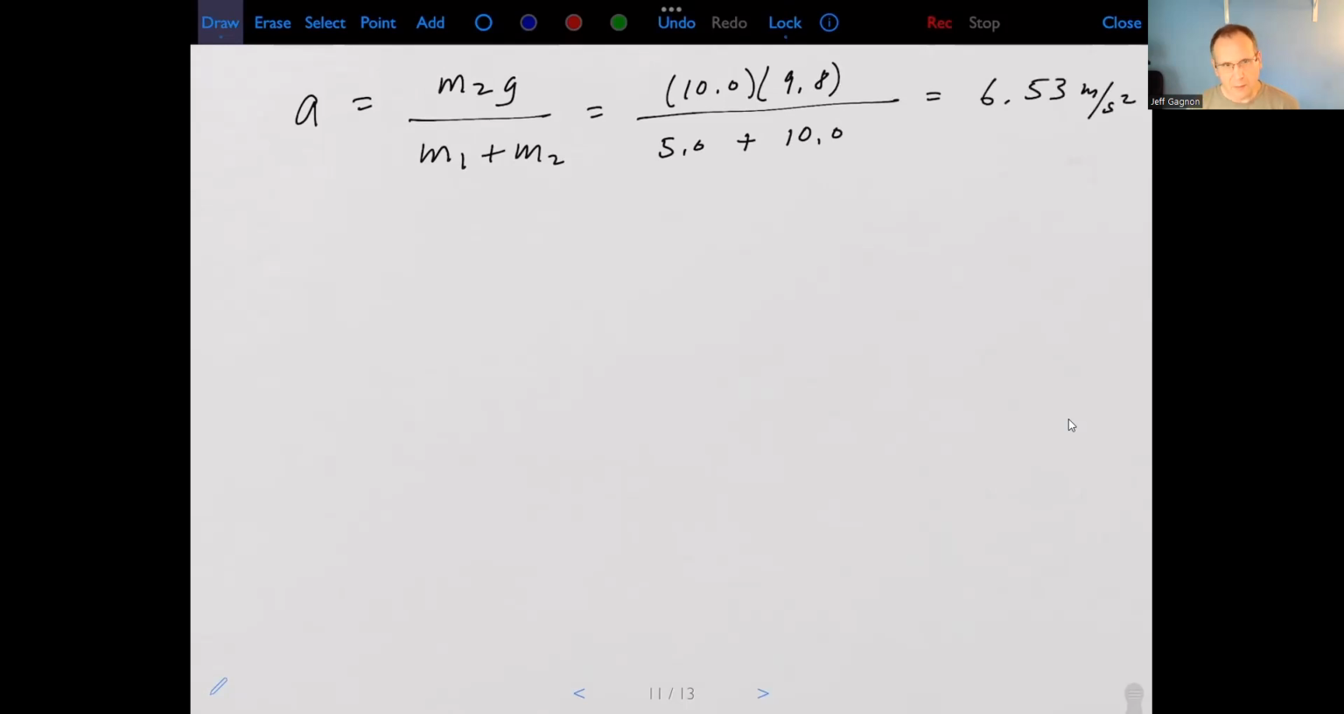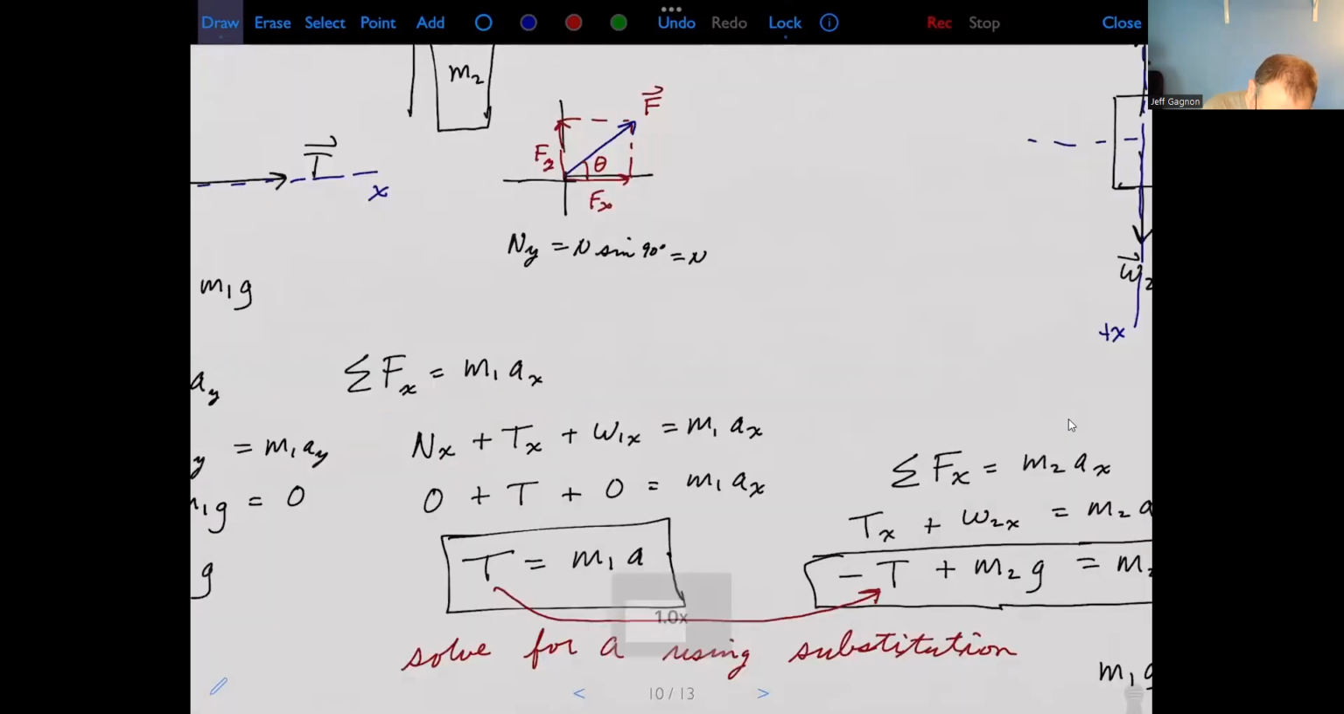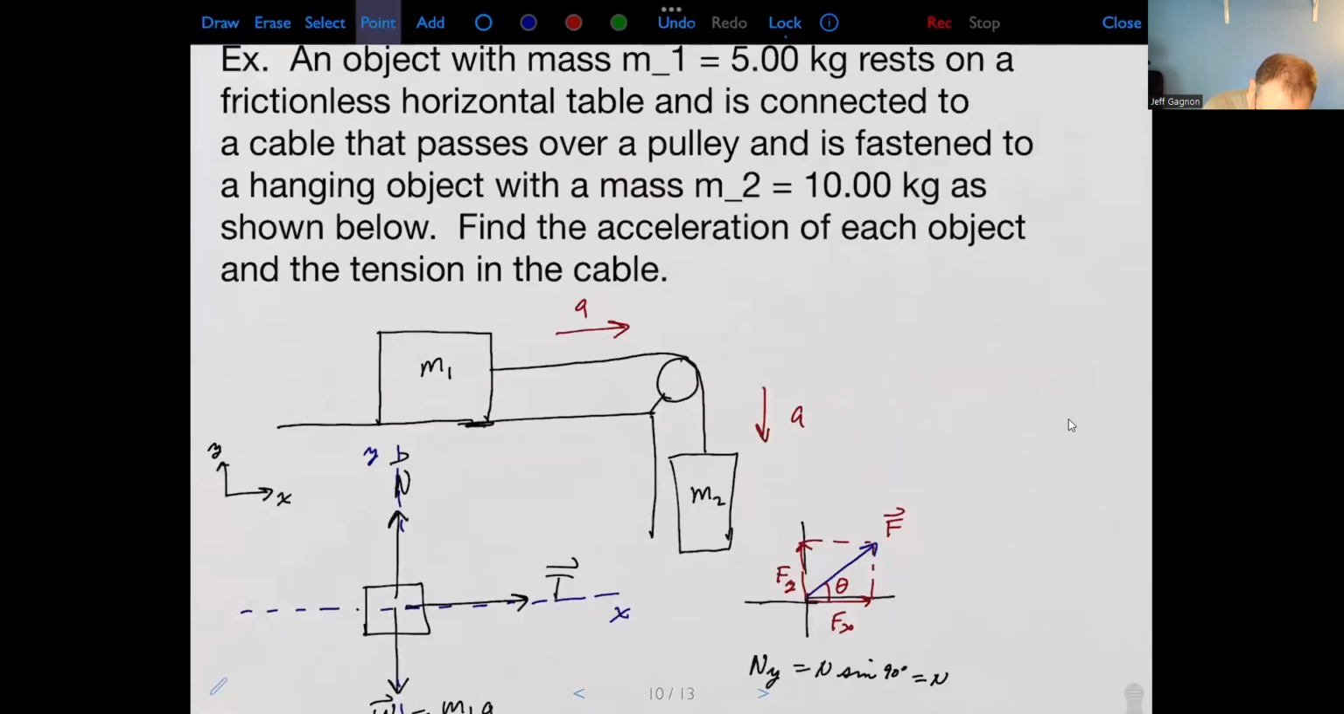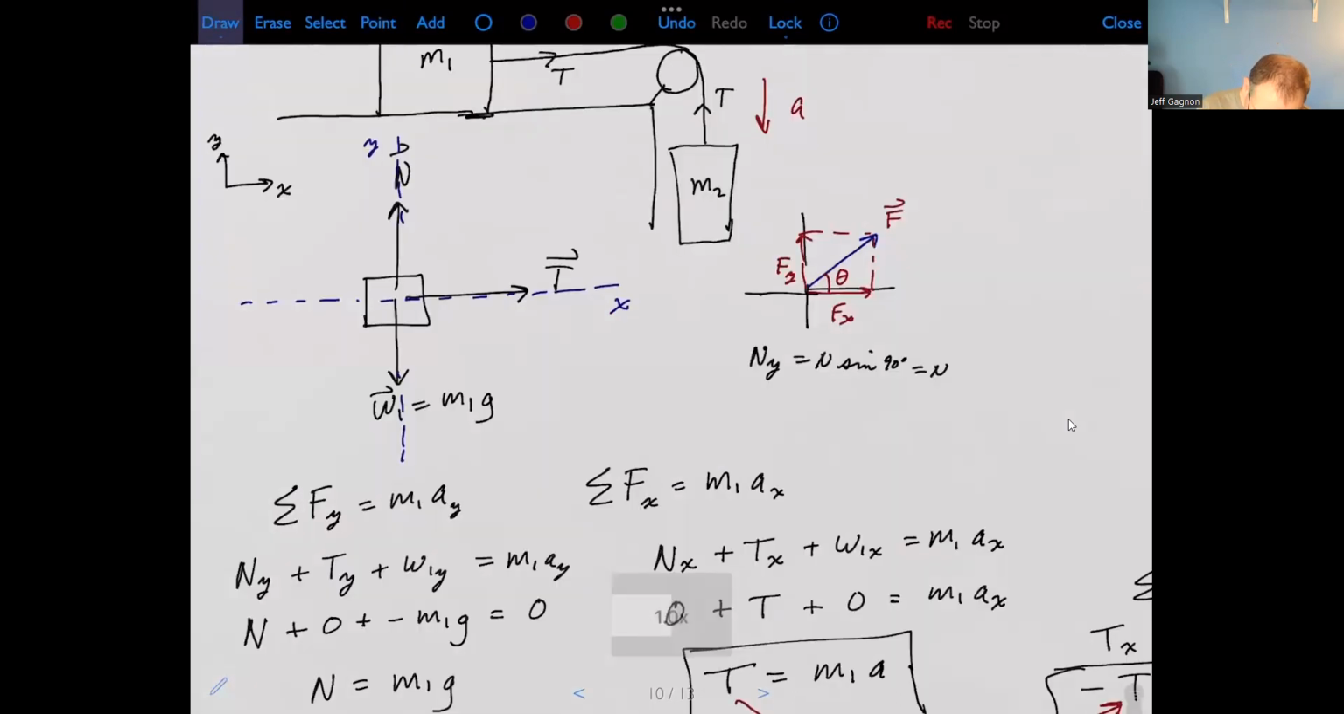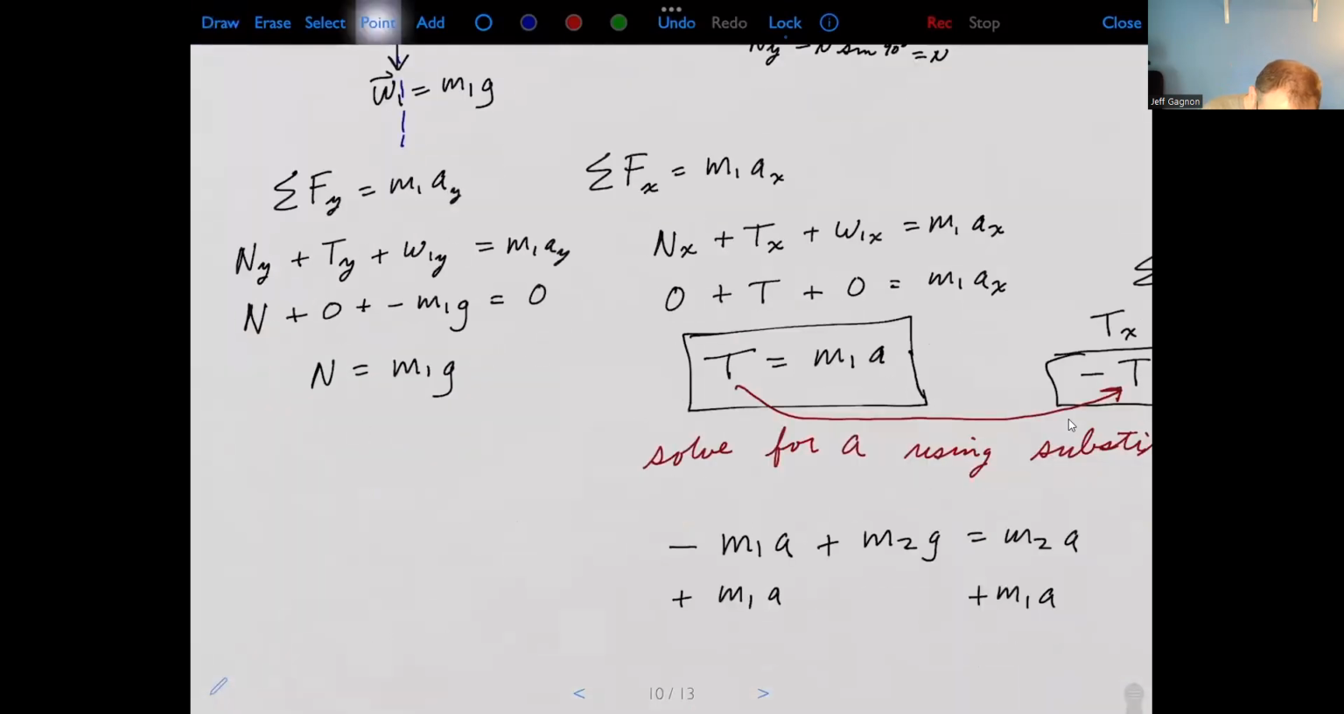So that's our acceleration of that system of those two objects. This m1 here will be accelerating at 6.53 meters per second squared to the right. And the hanging mass here will be accelerating downward at the same rate of 6.53 meters per second squared. Now, what about the tension in the cable? Remember, there's this tension in the cable, and we're assuming it's the same throughout the cable. How do we figure out the tension? Well, now that we have A, remember we derived this formula right here, which involves T, the tension, and A, the acceleration.